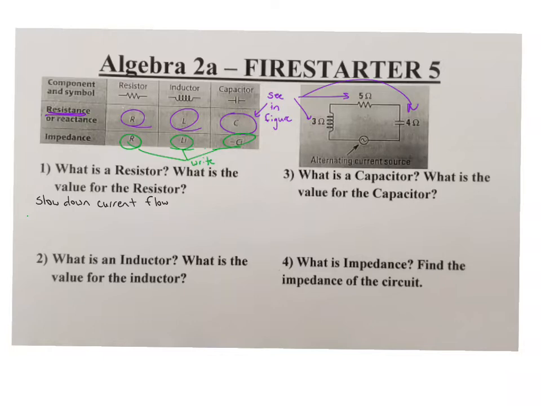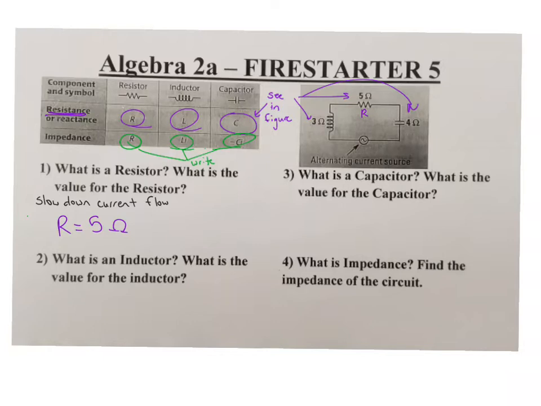What is the value for the resistor? Well, in this problem, the value or the resistance, we're going to look at the symbol. So this is our resistor right here, and it's 5. So our resistor value R is 5, and this is called an ohm, right? That's the way you measure resistance. It's a unit of measure for electricity. So that's number 1.